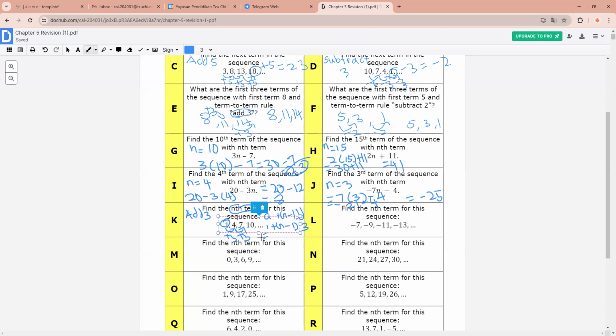So the nth term is 3n minus 2. Next, find the nth term for this sequence. So we start by finding the term-to-term rule. And we can see that the term-to-term rule is minus 2, or subtract 2.